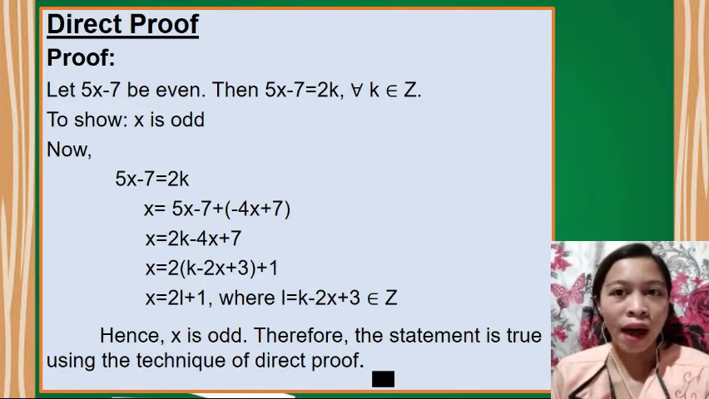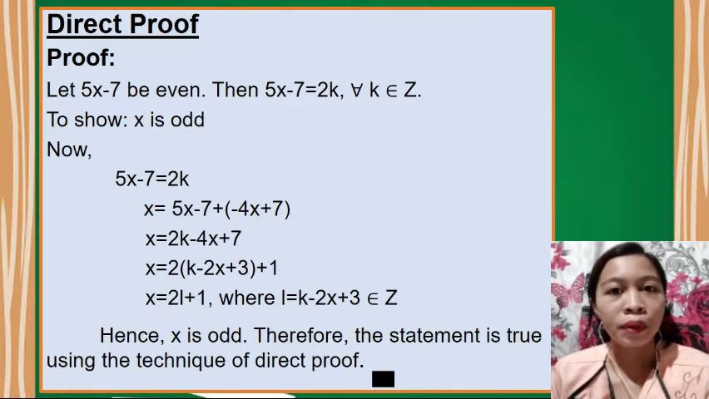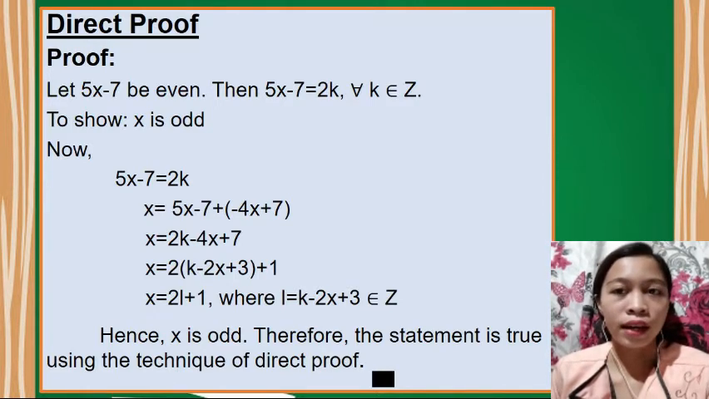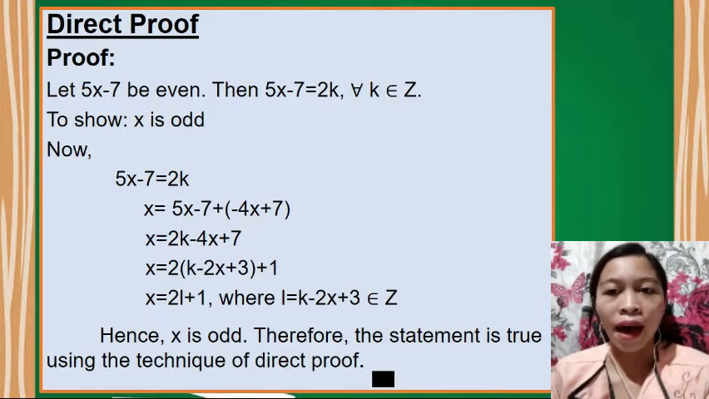So we let 5x minus 7 be even. Then 5x minus 7 equals 2k, right? Since it is even, any number that we multiply with 2 is always even, for all k an element of Z. To show x is odd, we are going to show that x is odd. Now we have 5x minus 7 equals 2k.